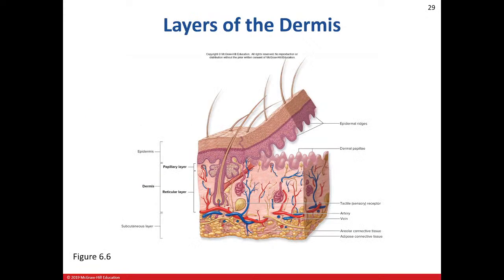So, moving on, we've got a cartoon here, and they've peeled away the epidermis so that we can see the epidermal ridges on the bottom of the dermis. I'm sorry, on the bottom of the epidermis. And then on top of the dermis are those dermal papillae, which again are the nipple-like projections up.